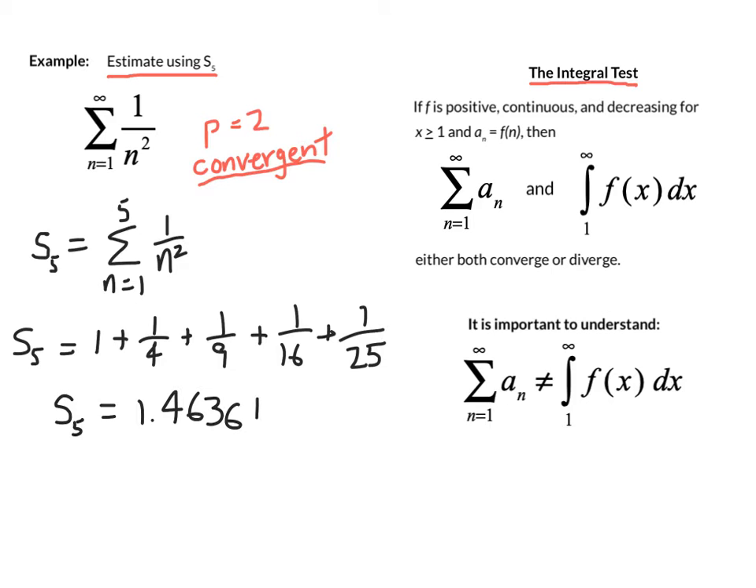1.46361 repeating. So one thing's for sure, we know that that is something that's less than the infinite series sum, because there are a number of terms, infinitely many, that are out there that we've not added up.